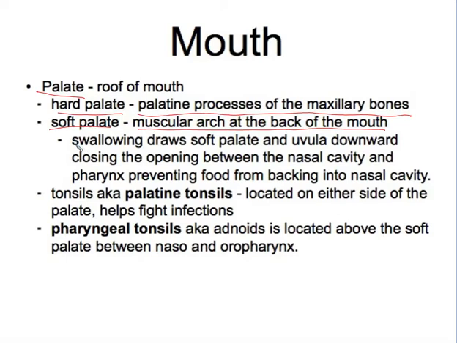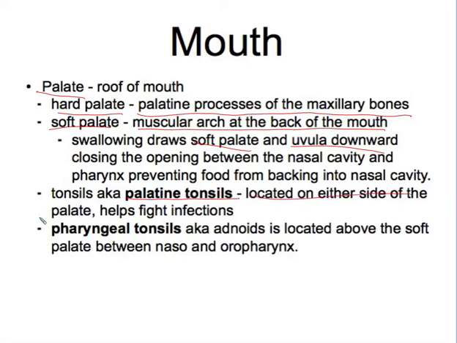So when you swallow, you pull your soft palate and the uvula downward, closing the opening between the nasal cavity and the pharynx, preventing food from backing into the nasal cavity. So this seals off your nasal cavity, which allows food to flow the right direction. Okay, and then in your mouth, you also have these things called palatine tonsils, various tonsils. The palatine ones are located on either side of the palate.